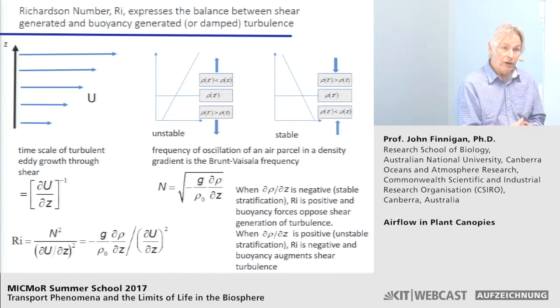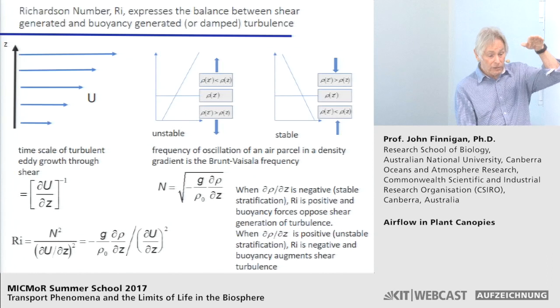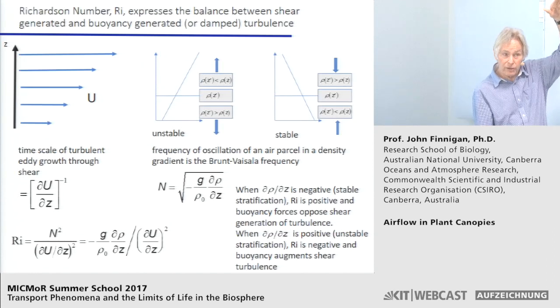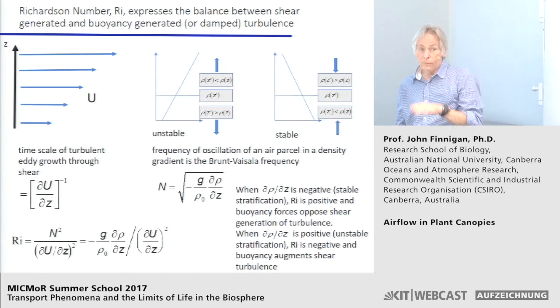And that's what happens at night in the boundary layer. And that's why the boundary layer at night, instead of being kilometers deep, collapses to 100 meters or a couple of 100 meters deep, because the turbulence has been squashed by buoyancy.